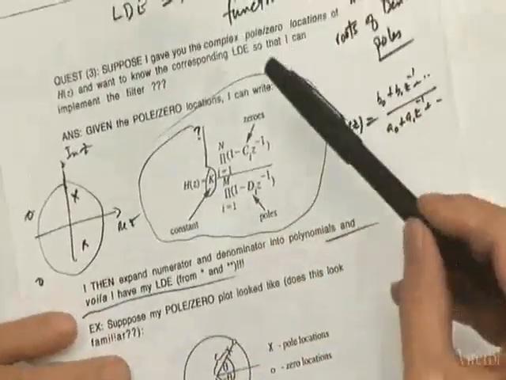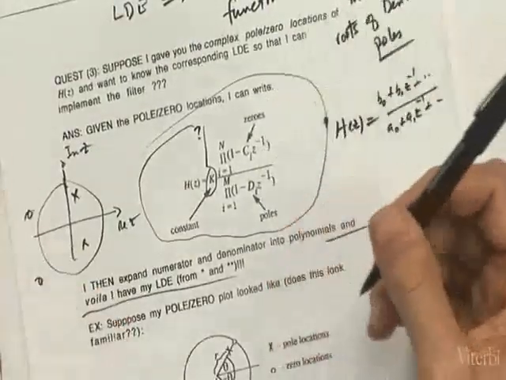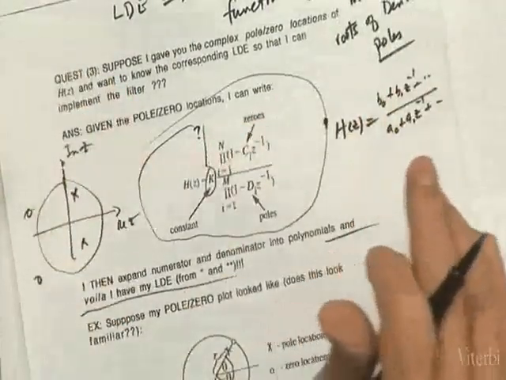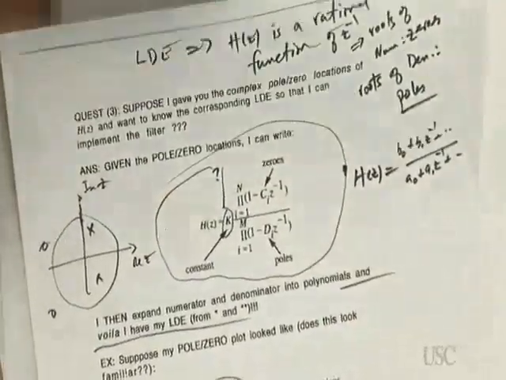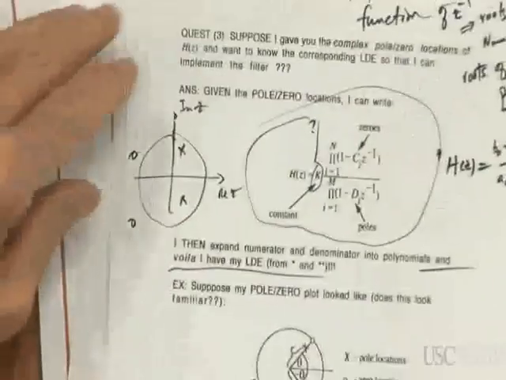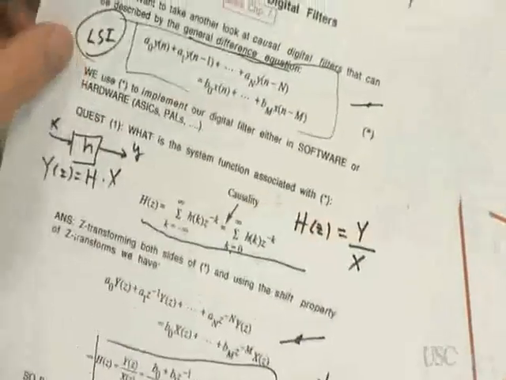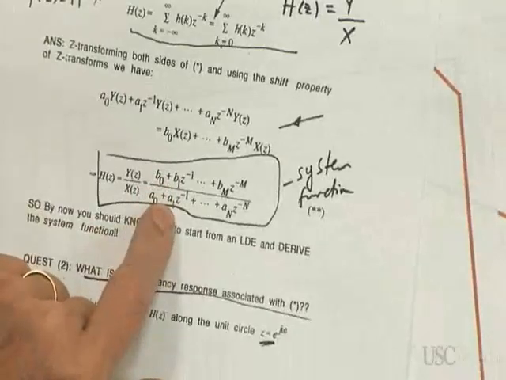But that's pretty simple. Once you have it in this form, then you can go back and expand these out in powers of z inverse, and when you do that, you will ultimately end up with something of this form. Okay?